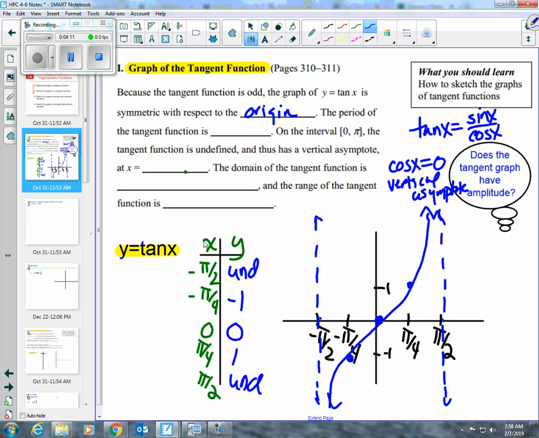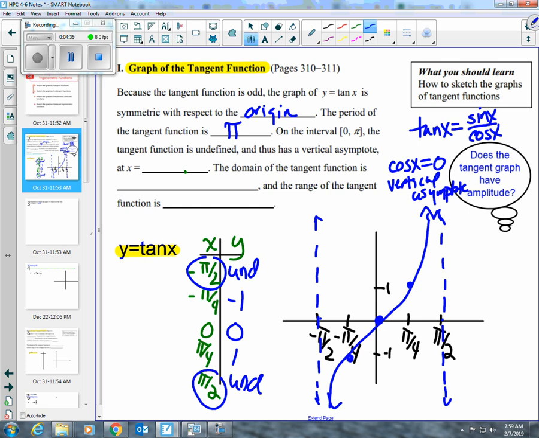The period of the tangent function, how long does it take to get through one complete graph? Well, it starts at negative pi over 2 and goes to positive pi over 2. So that's a distance of half of pi on one side and half of pi on the other side. So the total period is pi. That is different than sine and cosine. So our parent graph has a different kind of period than it did for our other two trig functions. So it's shorter. It's only pi.